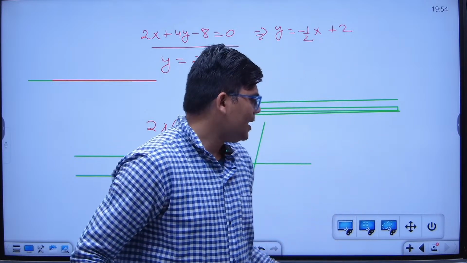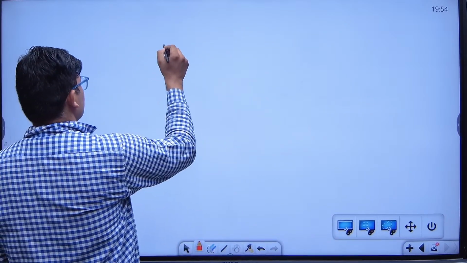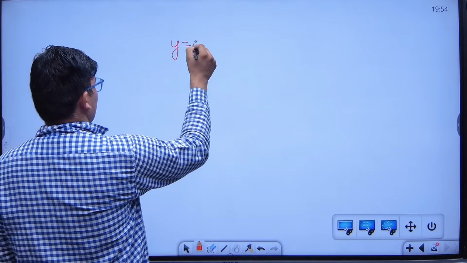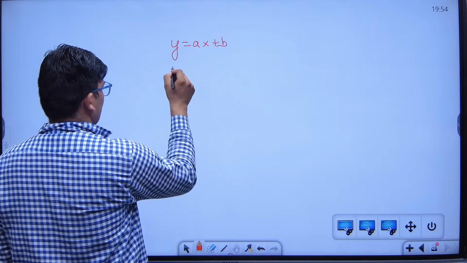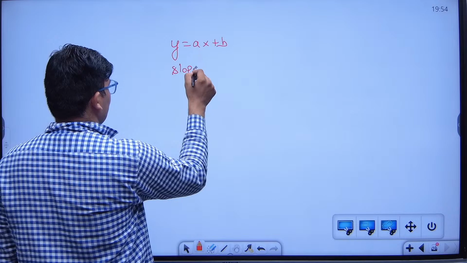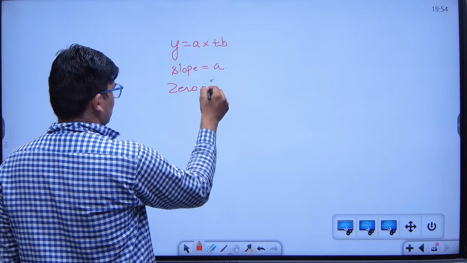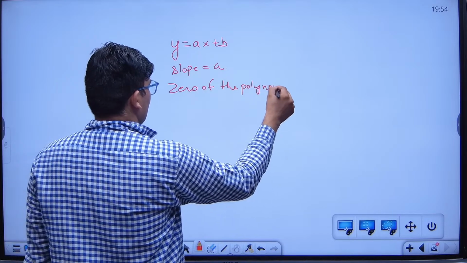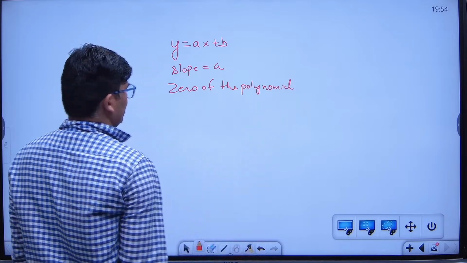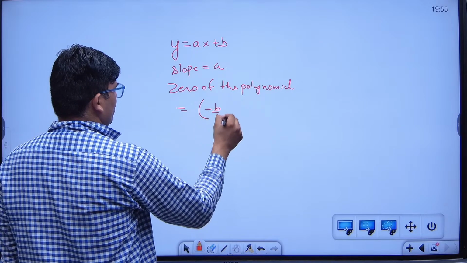So the second thing I am going to talk to you about the straight line: the first thing I talked to you about is y is equal to ax plus b, and the first thing was the slope. The second thing is the zero of the polynomial. How to calculate the zero of the polynomial? It is very simple, my dear. Minus b upon a comma 0.